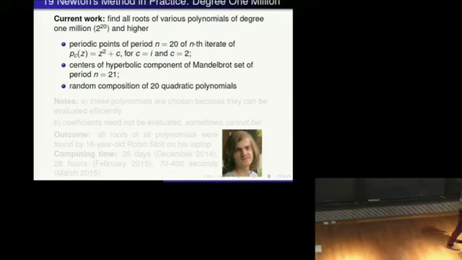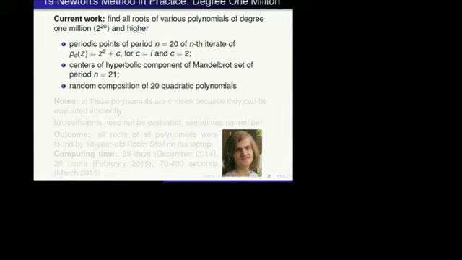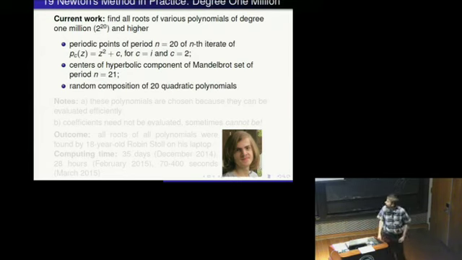He wrote various programs, with the ambitious goal, let's do it in practice for polynomials of degree 1,000,000 or more. So find all roots of various polynomials of degree 1,000,000 or higher. So there are 3 or 4 different polynomials we are working on. First is you look at periodic points of z squared plus c. For c, we took 2 values, i and 2. And then periodic points of period 20 give us a polynomial of degree 2 to the 20, which is bigger than 1,000,000.